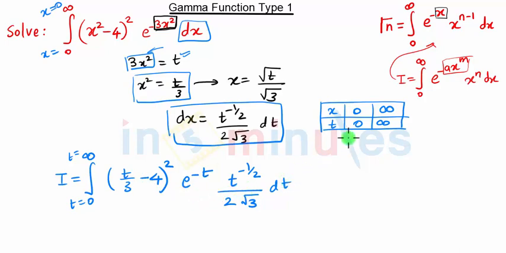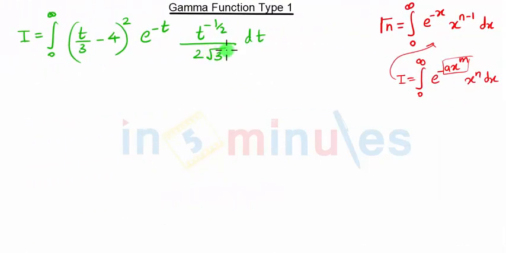After this, if you see in this equation, all the terms are here and there. We have to make our equation in this form, where we have e raised to minus one variable, that is x, here we have t, and x raised to n minus 1. Here we want t raised to something. So we have to make our equation in this form. Consider this equation. 2 into root 3 is a constant, so we can take 2 into root 3 outside the integration. Then we have these three terms.